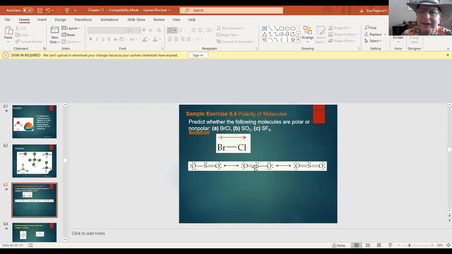Somebody help him. Asymmetry and what? The charges, the charges can't match. The electronegativities. Oxygen is more electronegative than sulfur. It has to have polar bonds. It has to be asymmetrical.